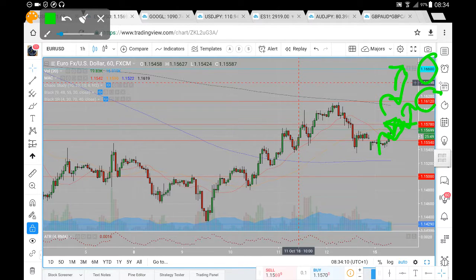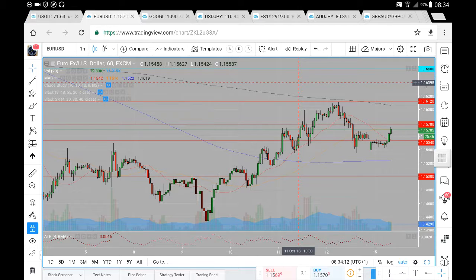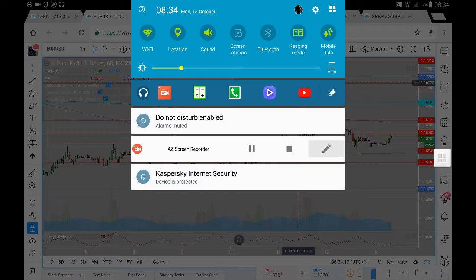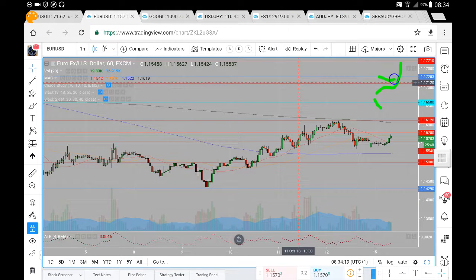Successful break from which we then target that 1660. And if we do see continuation beyond the 1660, possibly looking at a move up towards that 1710 or even that 1728 here to the upside on the euro dollar.